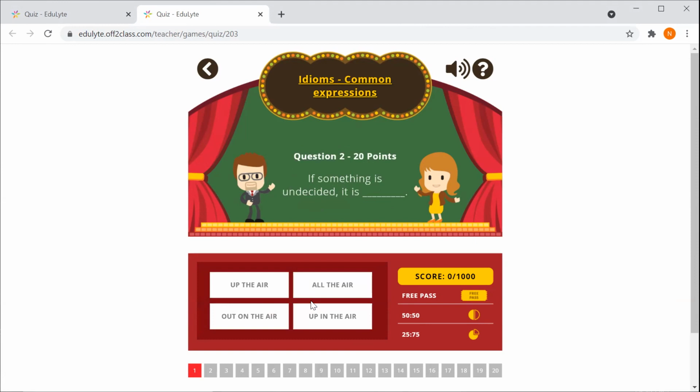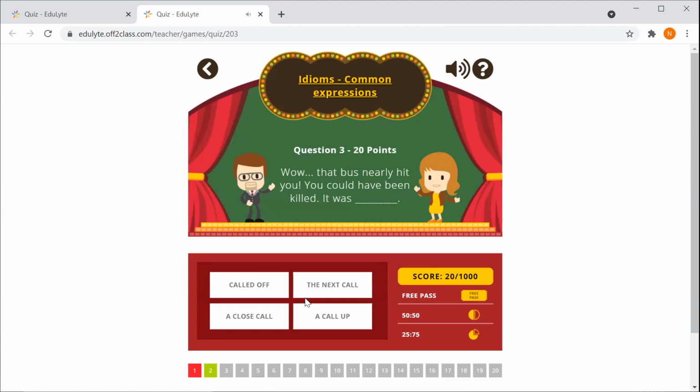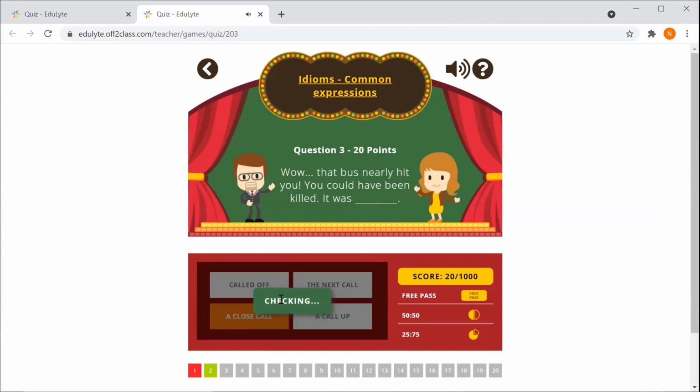If something is undecided, it is up in the air. Absolutely correct. Next. Wow, that bus nearly hit you. You could have been killed. It was a close call. Great. Okay, next.